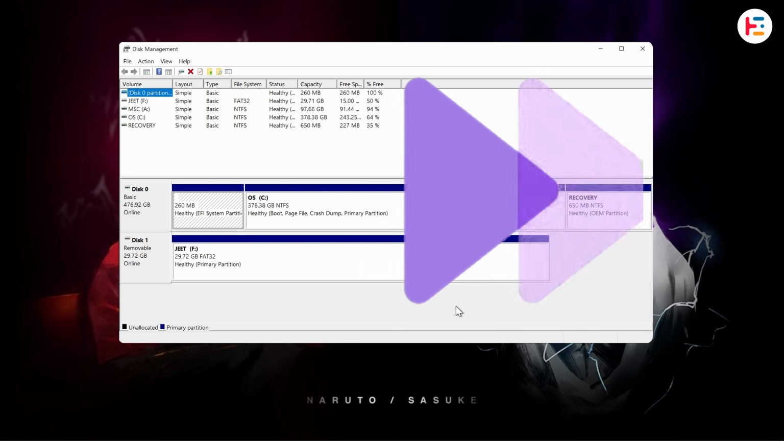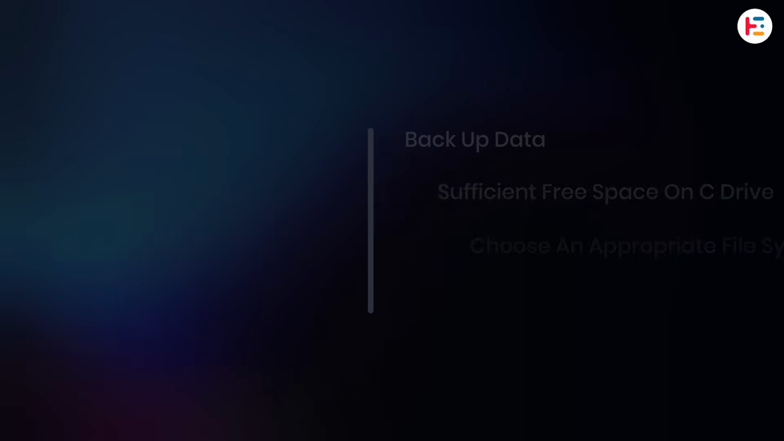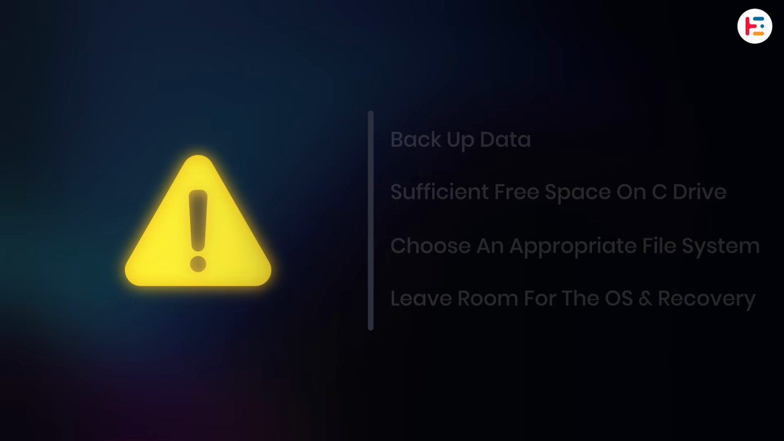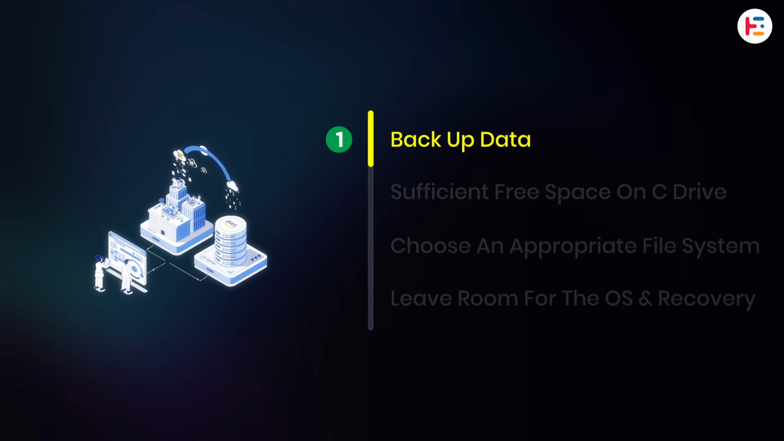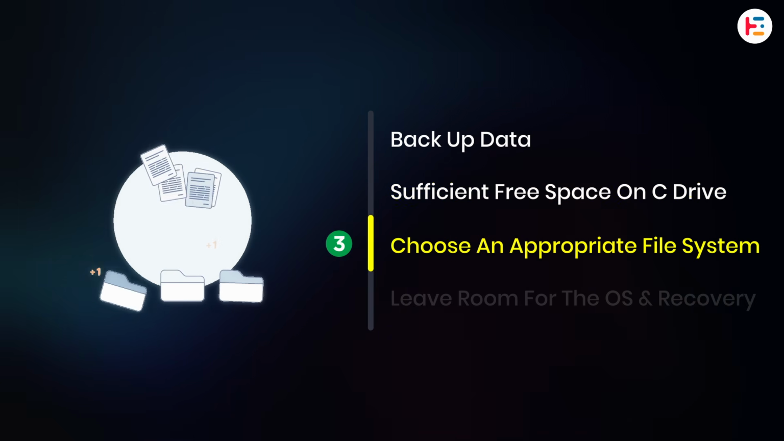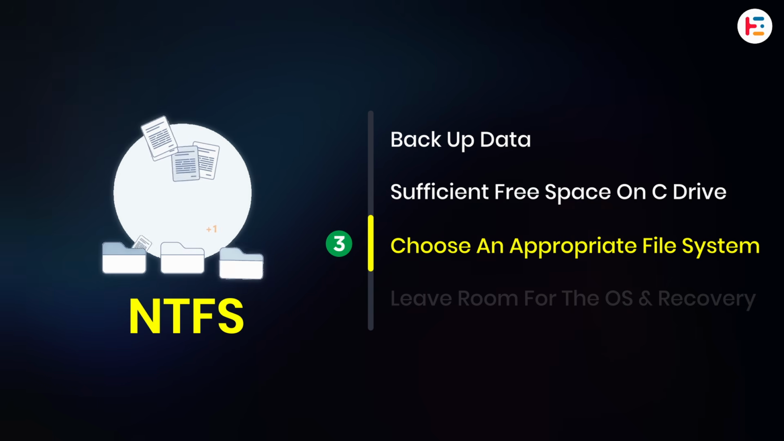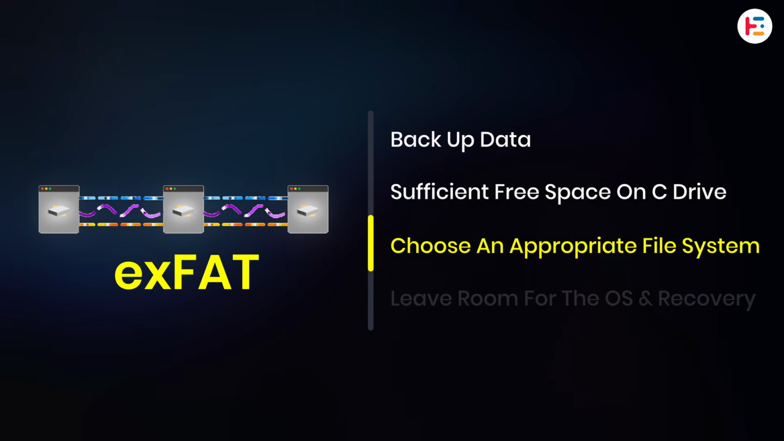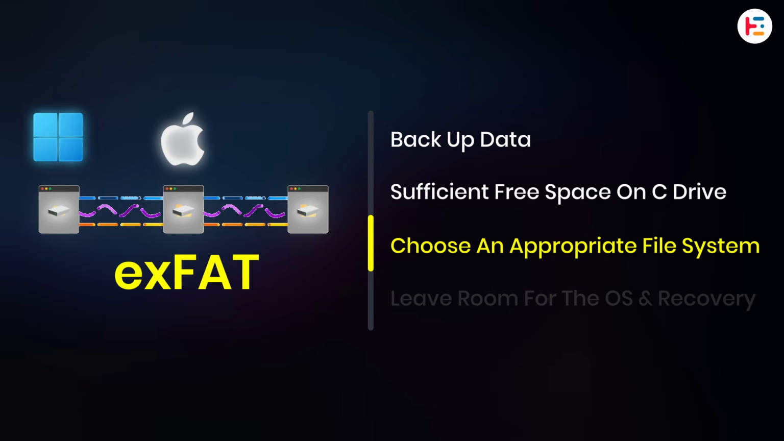You'll probably skip this part of the video, but here are some precautions you should consider before creating partitions. 1. Backup data. 2. Ensure you have enough free space on the C drive. 3. Choose an appropriate file system. NTFS is the standard file system for Windows, while exFAT supports cross-platform use, allowing the drive to be moved between Windows, Mac, and Linux.